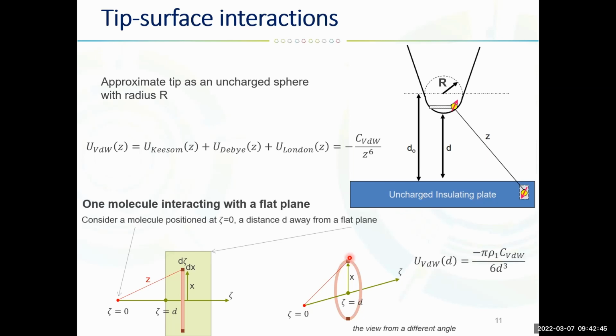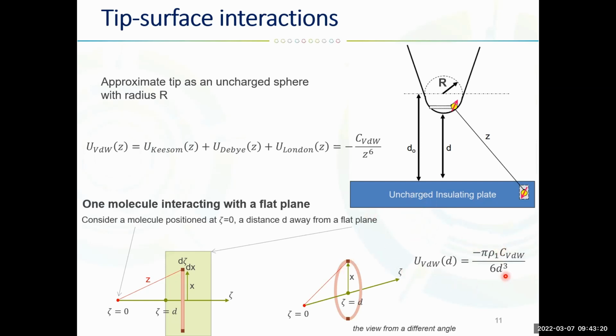So this interaction is going to depend on the number of atoms in that ring, and the number of atoms in that ring is going to depend on the number density of atoms or molecules in the substrate. So this number density is depicted as ρ1 here. So basically it is not the mass density, it is how many atoms per cubic meter or nanometer you have in this ring.